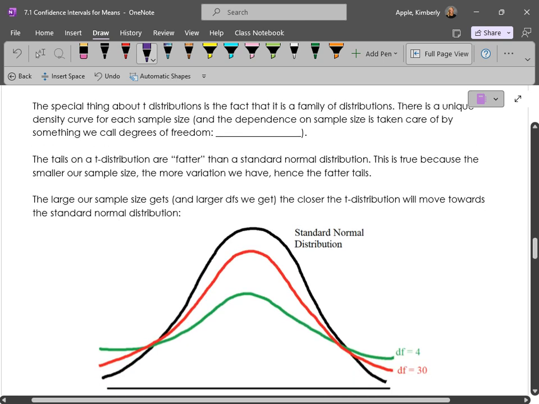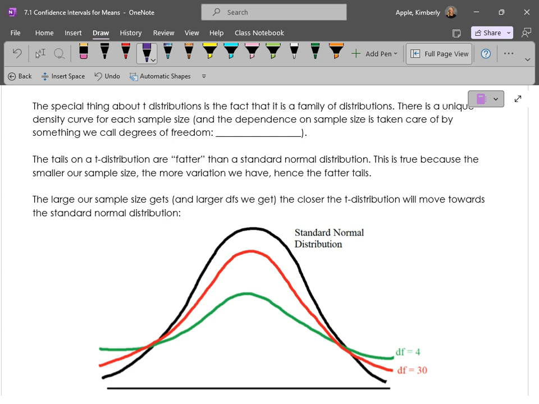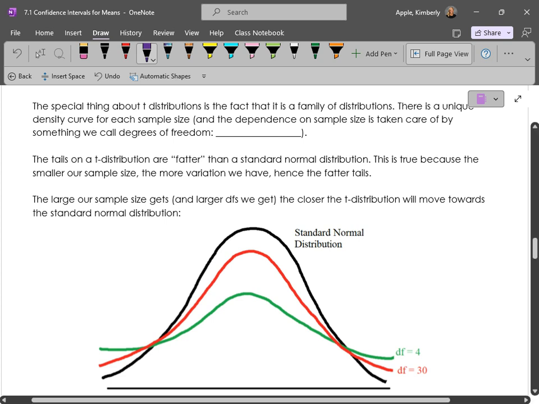So, the special thing about the T distribution is it is not a single curve. It is a family of distributions. And its different forms are associated with specific sample sizes. So for every sample size, there is a different T curve. It slowly adjusts and approaches being exactly the standard normal as the sample size approaches infinity.